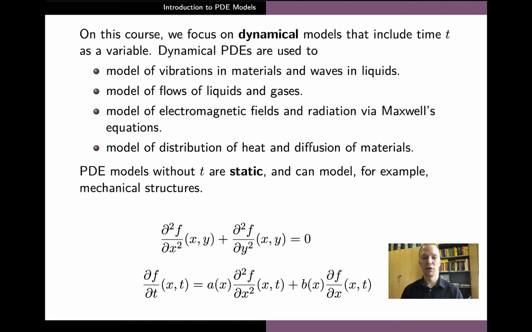And of course, PDEs that do not include time are also very common in modeling, and they can be used to describe, for example, forces and stress in materials and mechanical structures. Of the two examples given here on the slide, the first one is static and the second one is dynamic, as it does include time t as a variable.